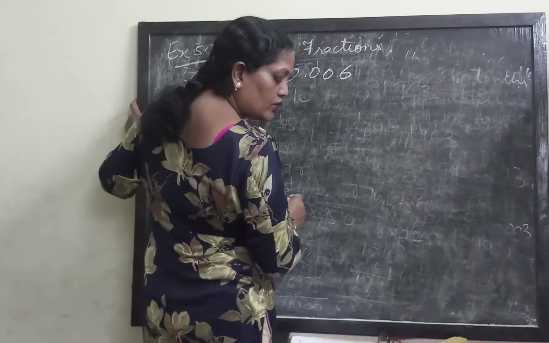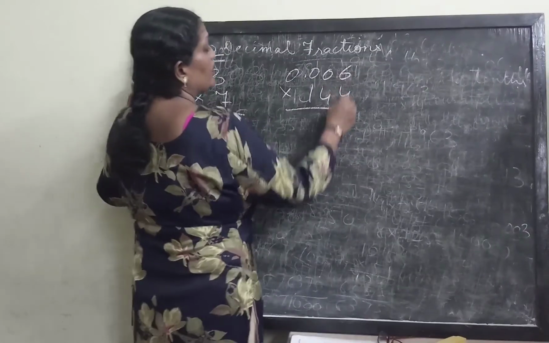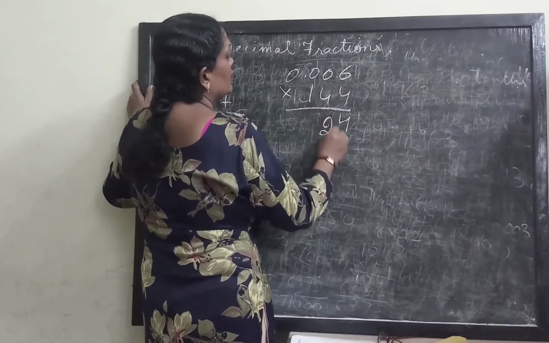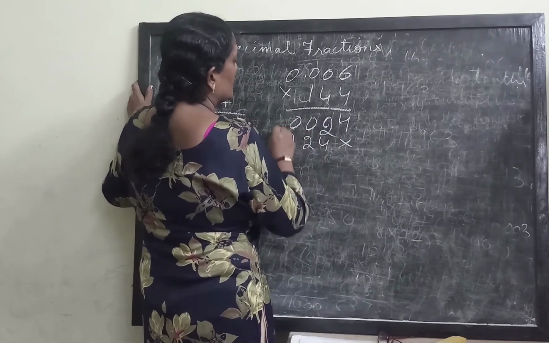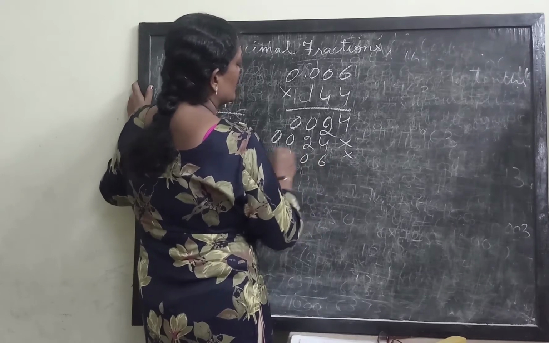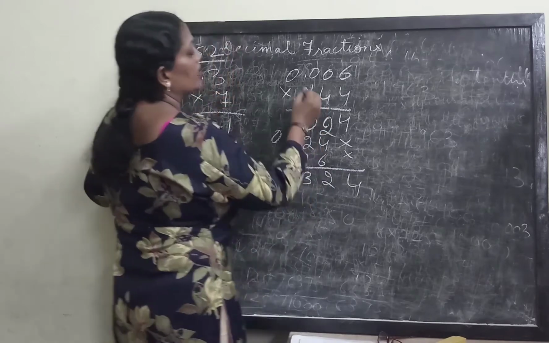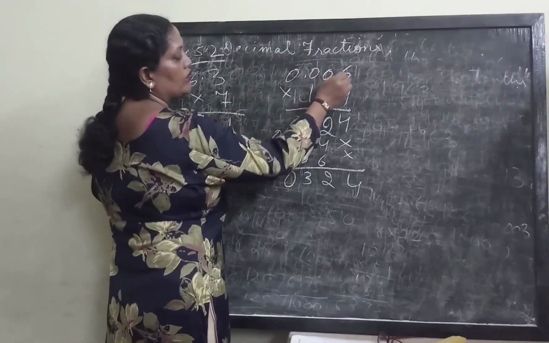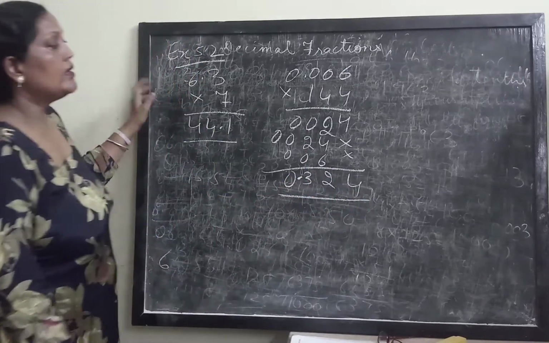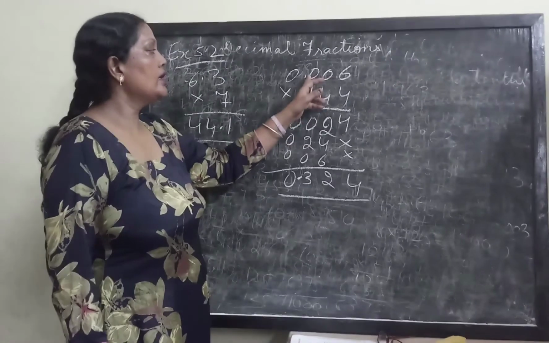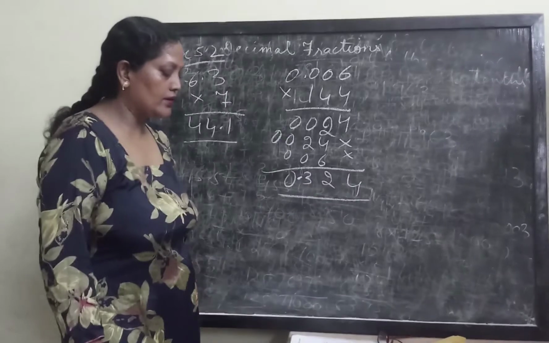See here now, 0.006 into 144. Multiply it. 6 4s are 24. 2 here, 0 0. 24 again 0 0. Then 6 0 0. Add it. 4, 12, carry 1, 3, 0. How many decimal places are there? A decimal part. 1 2 3. From the back, 1 2 3. This is the answer. Only you do the same multiplication. Count the number of digits after the decimal. Count it from the back and put the decimal there. Got it?